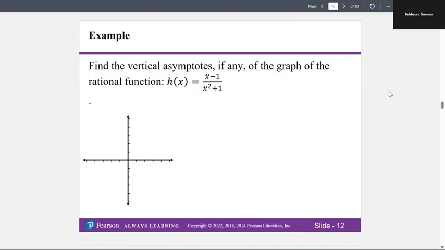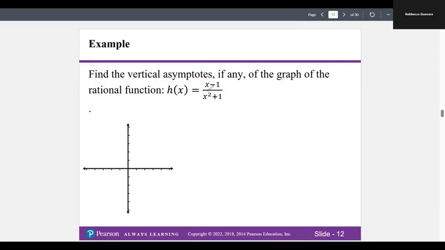All right, so now if we have x minus 1 over x squared plus 1, and once again, we want to find the vertical asymptotes. We can't factor the top or bottom. So this is the final form. So I can't factor this any further. So what you're going to see is I have no common factor.